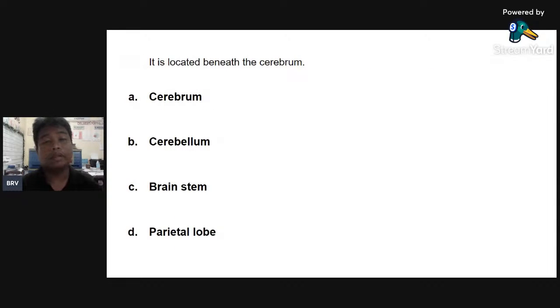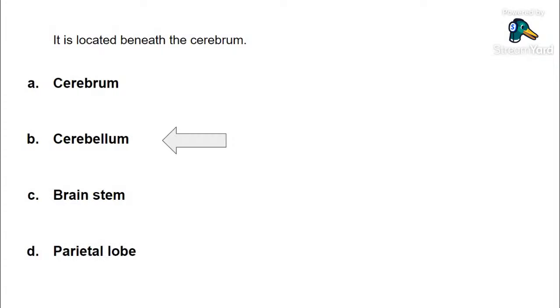Next, it is located beneath the cerebrum. Beneath the cerebrum is the cerebellum, and we know that the cerebellum is known as the little brain.